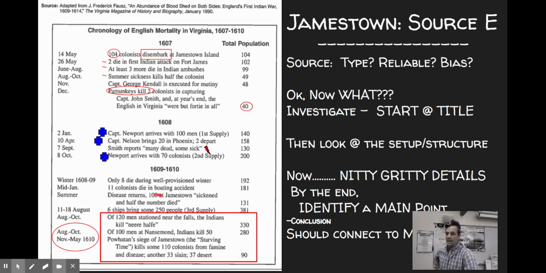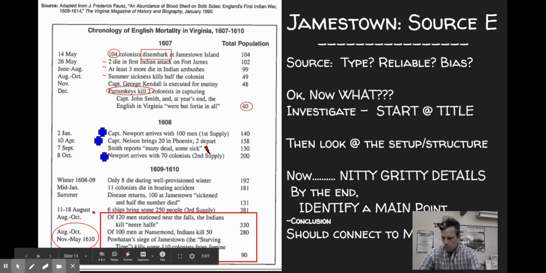Mid-January. 11 colonists die in a boating accident. We just had boating accidents. Shoot, summer, disease returns. 100 at Jamestown sickened, and half the number died. So half the number, 100, is 50. Keep that total running. I think we had 50, then about 30, now about 50, all from disease. We get a resupply, so we got to change our numbers here, but we're still looking at death of 120 men stationed near the fall.